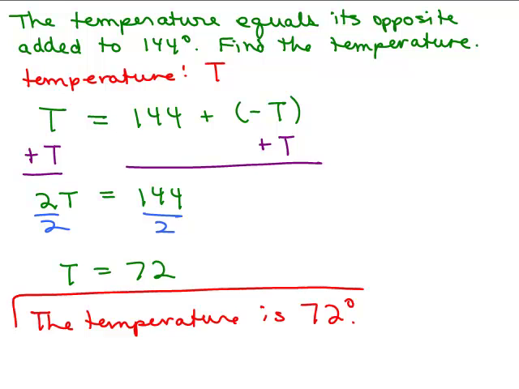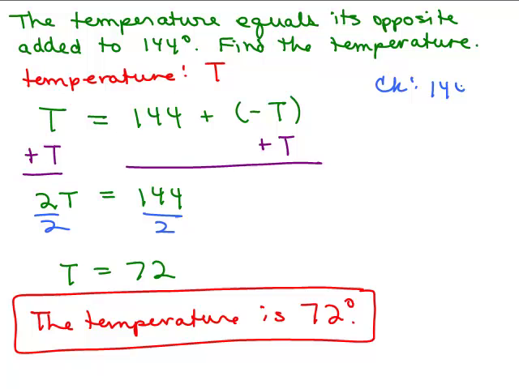Now let's make sure this makes sense. We do need to check it. It says the temperature, well, let's say it's 72. Is that the same thing as its opposite added to 144? So if you've got 144 and you add the opposite, you're adding negative 72 degrees, right? So basically it's 144 minus 72 is 72 degrees, which really is the temperature. So looks like we did it correct. The temperature is 72 degrees.